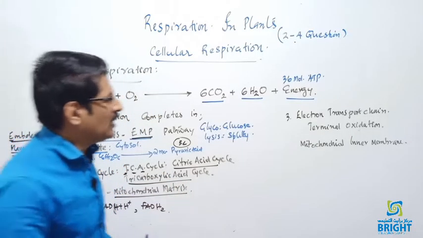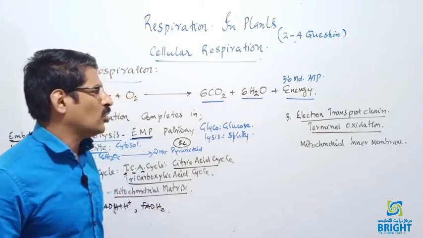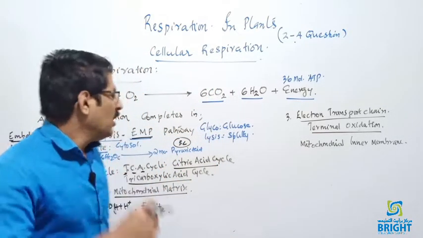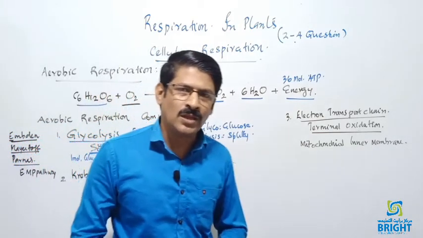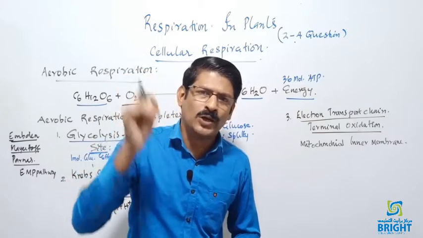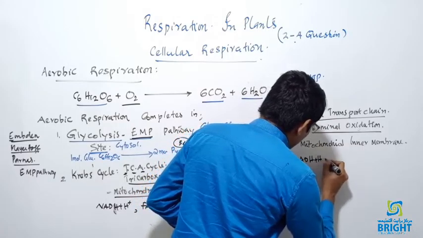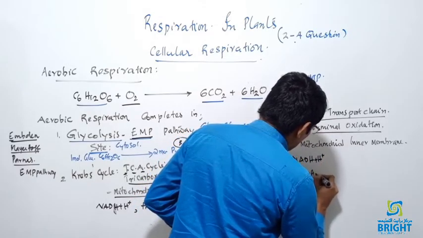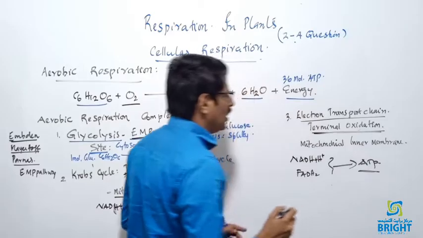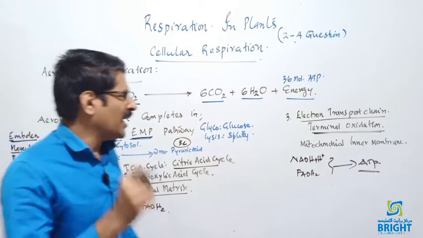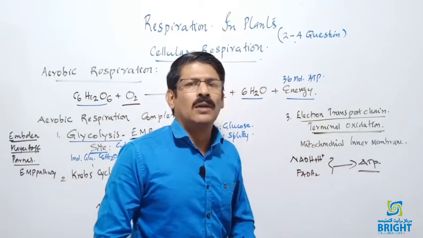The third stage is terminal oxidation, or the electron transport chain. Here the second reactant of aerobic respiration, oxygen, is utilized. It takes place in the inner membrane of mitochondria, and as a result the NADH or FADH2 will be converted into ATP molecules. ATP synthesis takes place in the electron transport chain, as part of terminal oxidation.